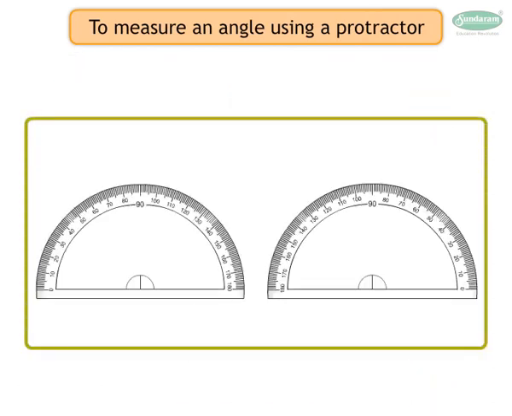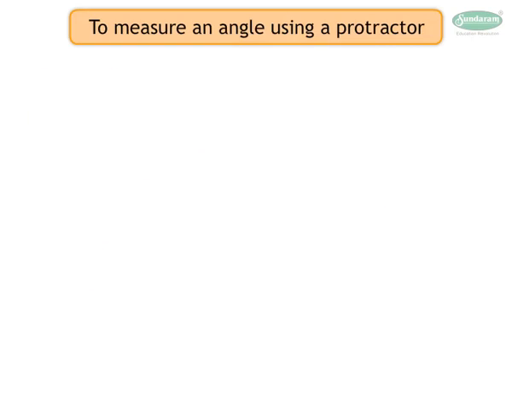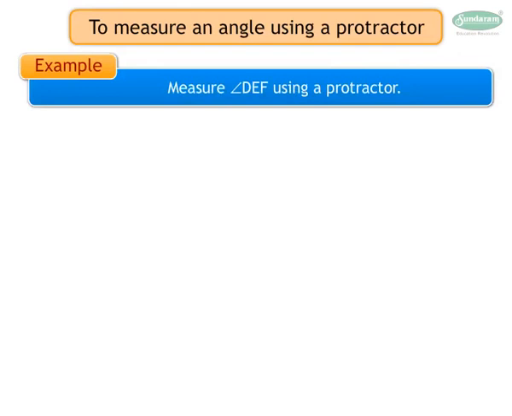Now we saw how to measure an angle with the help of two different protractors. Instead of using two different protractors for measuring angles, one protractor like the one shown on the screen can be used. Note that this protractor has the 0 degree to 180 degree scale from left to right along the outside edge and from right to left just inside the scale. Let's look at an example.